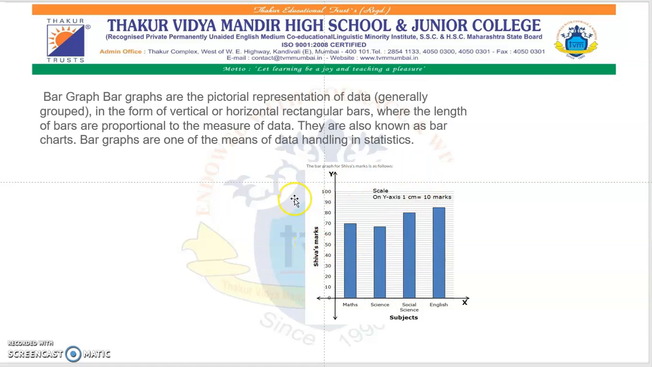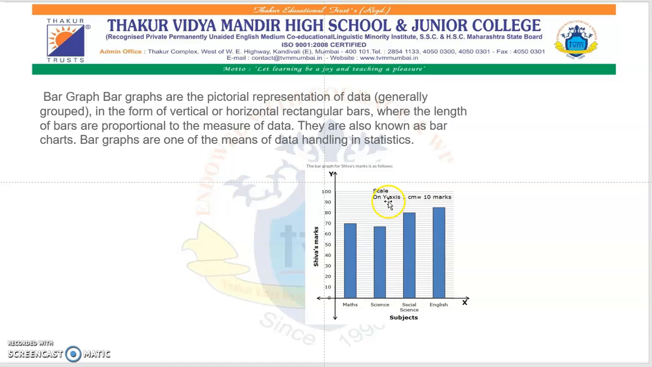Let us see in this bar graph one example. In this, Shiva's marks are represented in the bar graph. This horizontal axis is known as x-axis, vertical is known as y-axis. The intersection point of x-axis and y-axis is known as origin. Here we will write on the right hand side the scale.